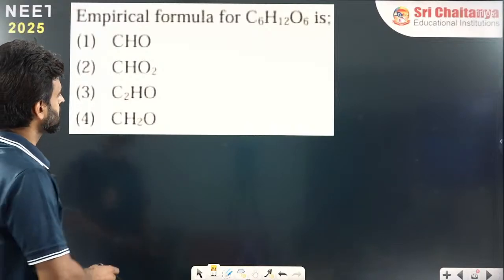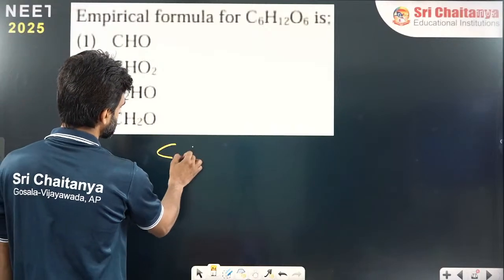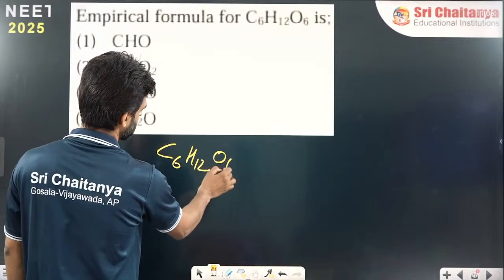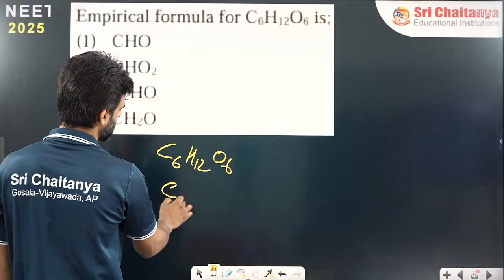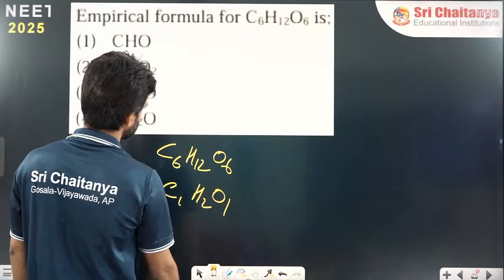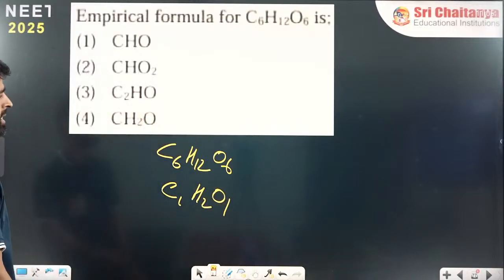The molecular formula is C6H12O6. Definitely I'll divide it by 6 so that CH2O is our empirical formula, right? It's very easy to find.